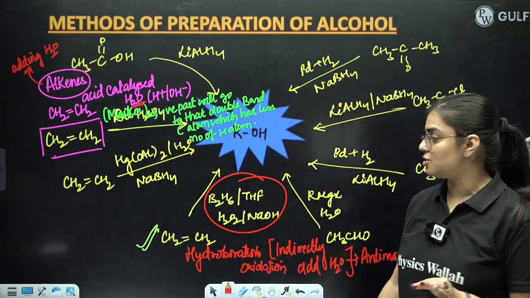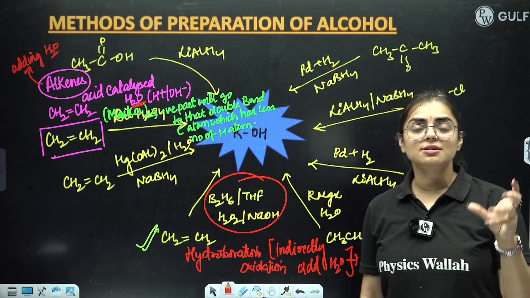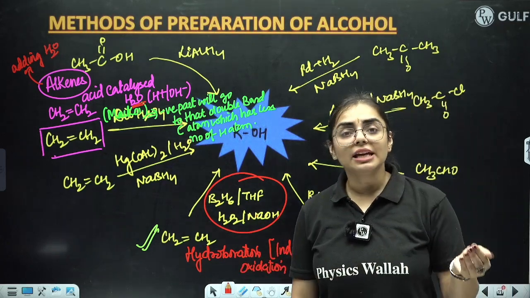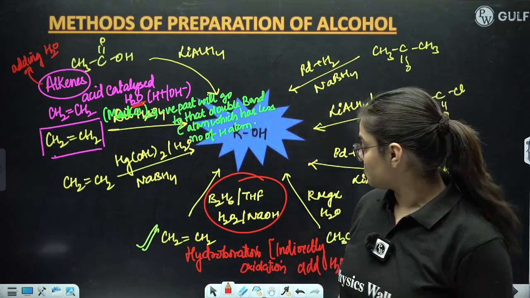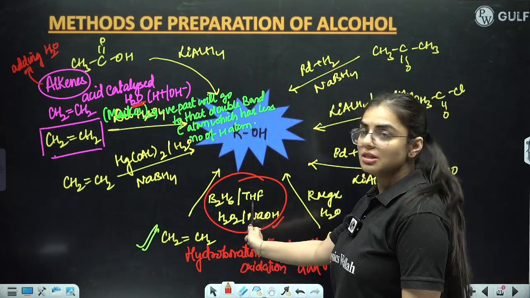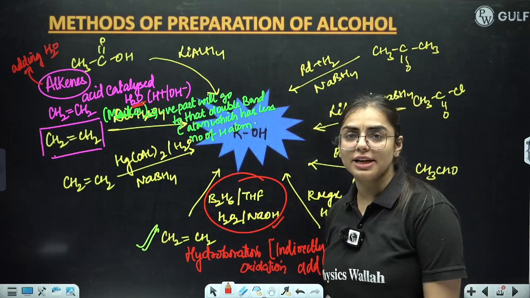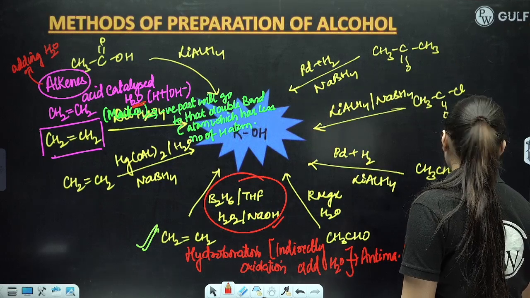It occurs in the presence of B2H6 THF, and instead of B2H6, this is basically diborane, they can even write BH3 twice, okay? So that is also written on the question paper sometimes, in the presence of H2O2 NaOH. Hydroboration is this part and oxidation is taking peroxide with NaOH. Clear, everyone?